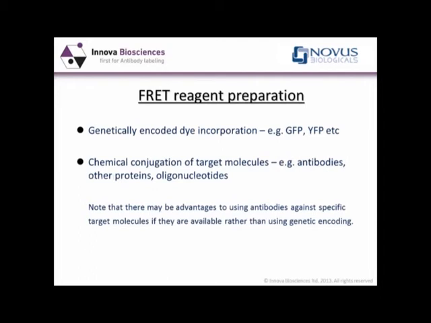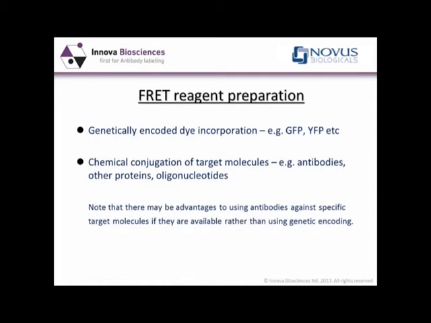In terms of preparing reagents for FRET, there are probably 2 main ways of approaching this. The first way is to use a genetically encoded dye, such as the fluorescent proteins GFP and YFP. Obviously, these can be encoded genetically, but you have one thing to bear in mind here, is that you will only get 1 copy into each molecule.